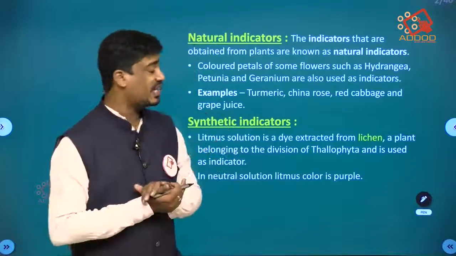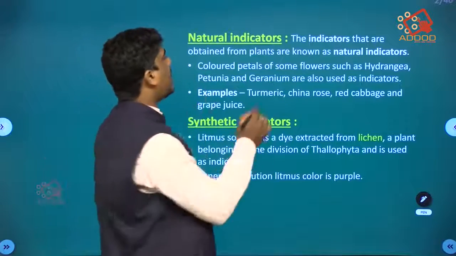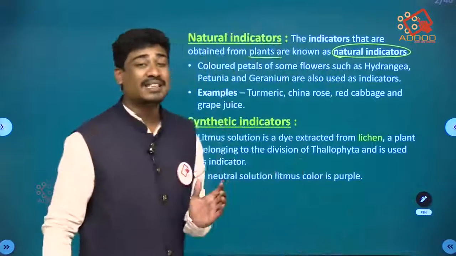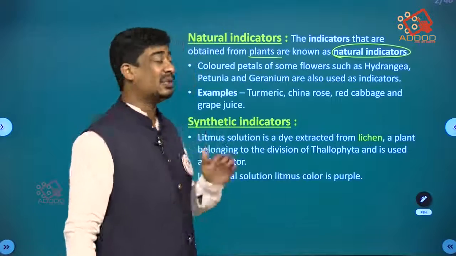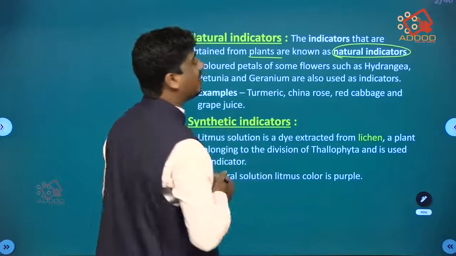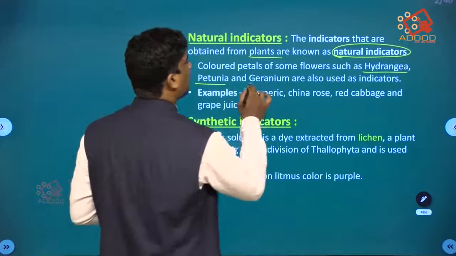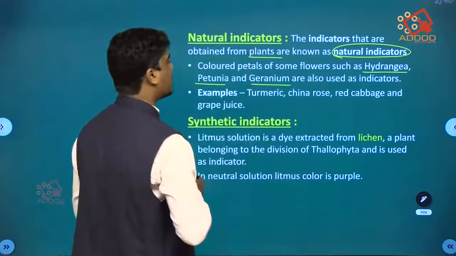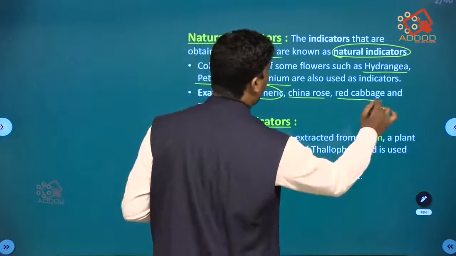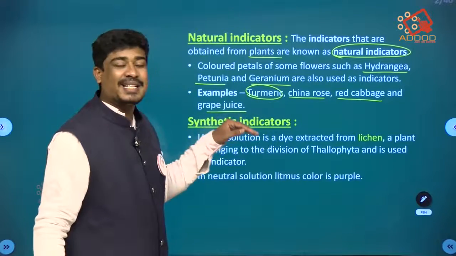See here, natural indicator and synthetic indicator. The indicators that are obtained from plants are known as natural indicators. What are natural indicators? Colored petals of some flowers such as hydrangea, petunia and geranium are also used as indicators. Examples: turmeric, China rose, red cabbage, grape juice. These are called natural indicators.